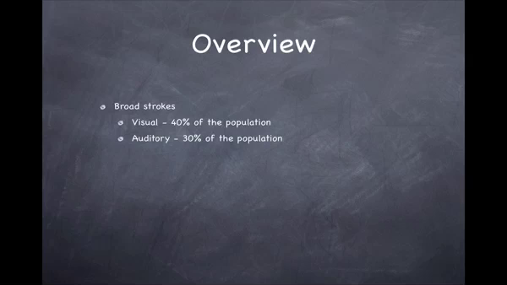We're going to talk about two different ways to look at learning styles. One is a broad strokes way, and that breaks down into three sections. Visual learners that make up 40% of the population. Auditory learners that make up 30% of the population. Kinesthetic learners that make up 30% of the population. Don't worry if you don't know what these mean yet. We'll get to that in just a minute. I just want you to see where we're going.